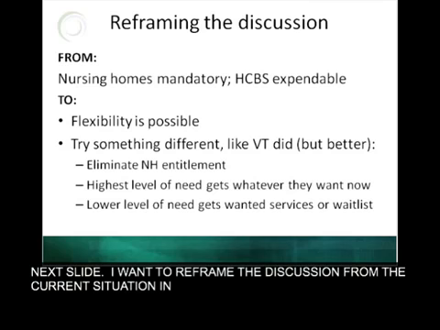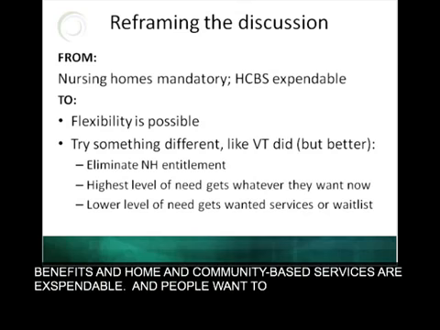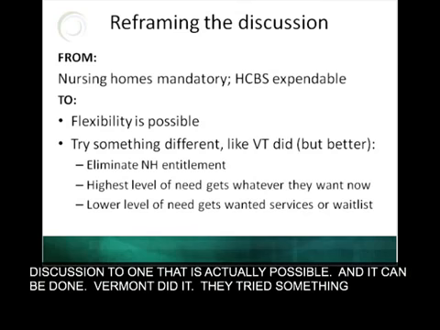And on the next slide, I want to reframe the discussion from the current situation in which Medicaid programs are required to provide nursing home benefits, their mandatory benefit under Medicaid, and home and community-based services are expendable. As I said, people want to cut HCBS partly because it's something that they can cut. And I want to shift the discussion from that state of affairs to one in which flexibility is actually possible. And it can be done.